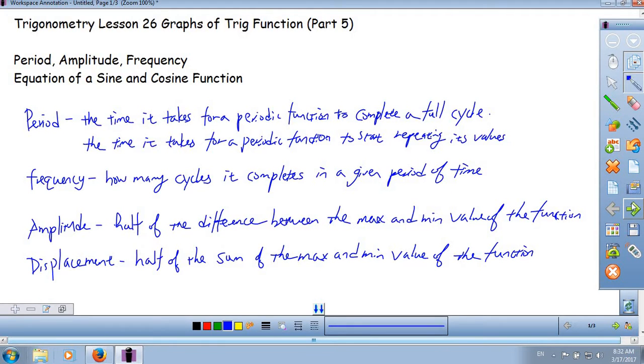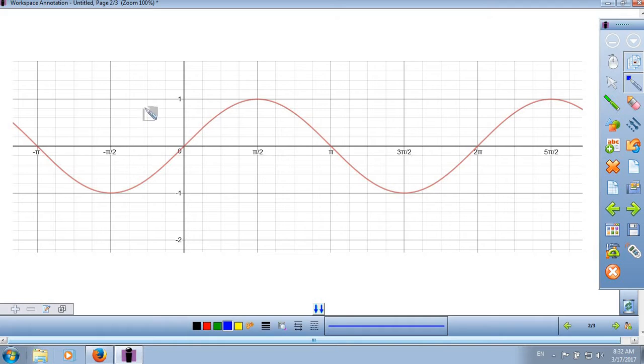Let's define them on the graph and see. So this is a regular sine graph. Let's write f of x equals sine x. So it's regular sine. This is our x-axis and this is our y-axis.